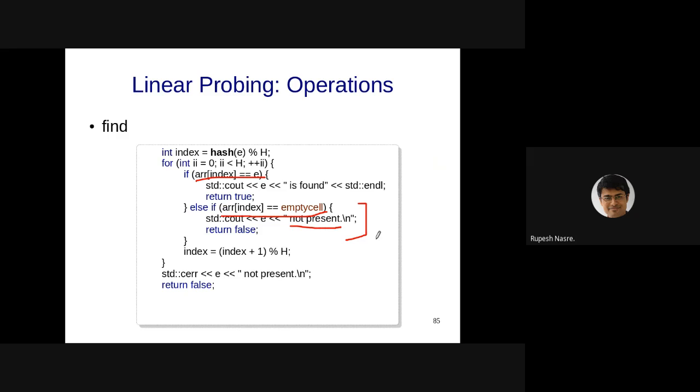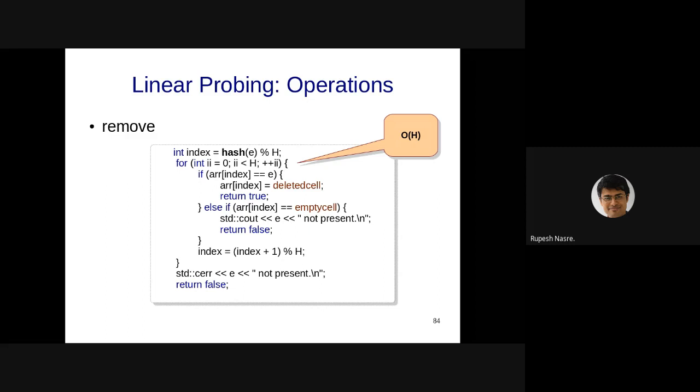So let's look at the deletion now. The complexity of find is still order H in the worst case, but let's look at the remove part, which is going to make use of some other sentinel value for the deleted part.